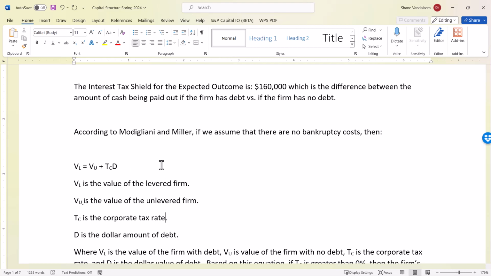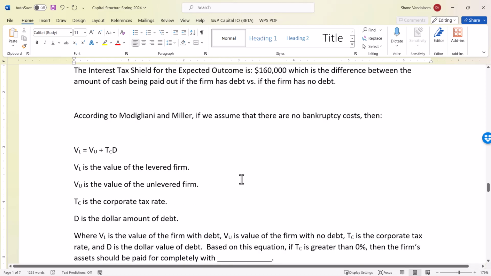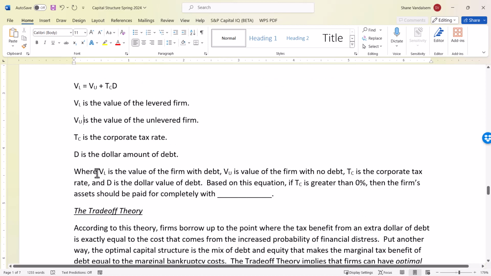What's important here is that we assume there are no bankruptcy costs. Okay. So if we assume that there are no bankruptcy costs, then adding debt to the firm always increases value. The key part there is if we assume that there are no bankruptcy costs. So where the value of the levered firm is the value of the firm with debt, V sub U is the value of the firm with no debt, T sub C is the corporate tax rate, and D is the dollar amount of debt, dollar value of debt. Based on this assumption, if T sub C is greater than 0, in other words, if the tax rate is greater than 0, then the firm's assets should be completely paid for with debt.